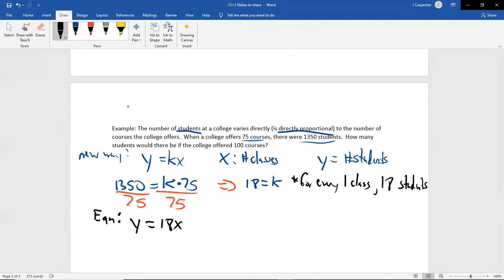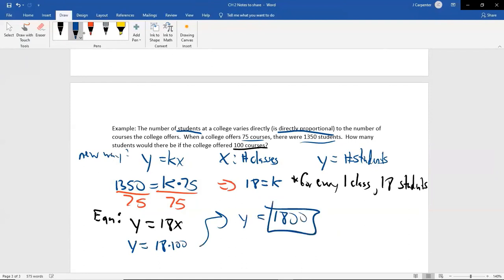That is fixed. It will not change. So now what we do is we plug in that third scenario. How many students would there be if the college offered 100 courses? Courses or classes, that's the x. So we're going to make the x equal to 100. So we get y equals 18 times 100, which is 1800. The answer is not 1800. That is not a quantitative reasoning answer. It's 1800 students.